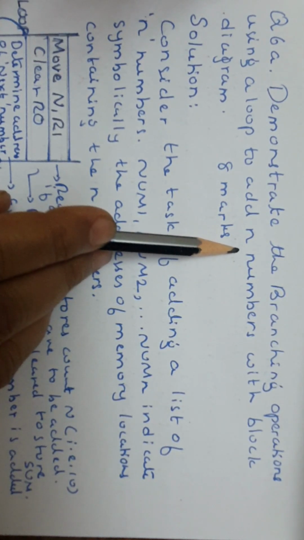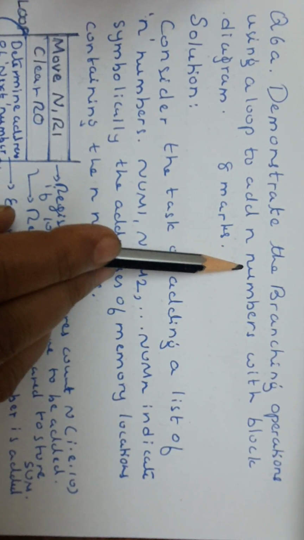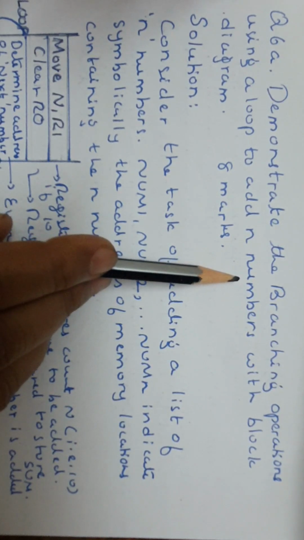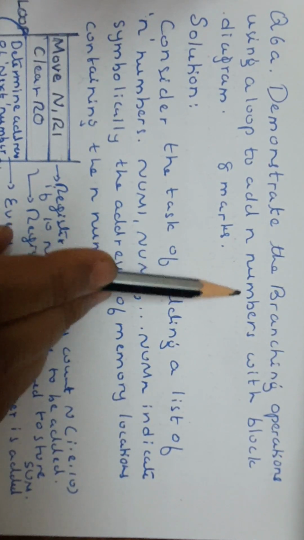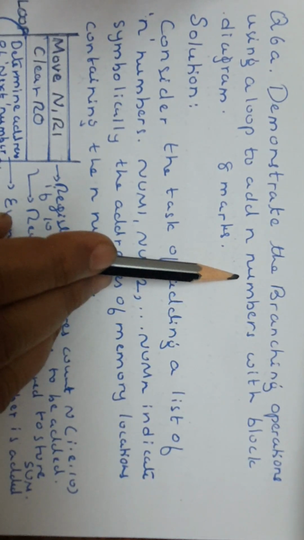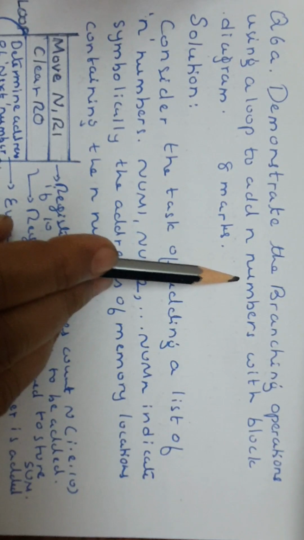So num1 is the memory location which holds the first number. Num2 is the second memory location which holds the second number, and so on till num10, the 10th memory location, which holds the 10th number. Apart from these 10 memory locations, one more memory location called SUM is reserved, in which the sum of all the numbers is going to be stored.